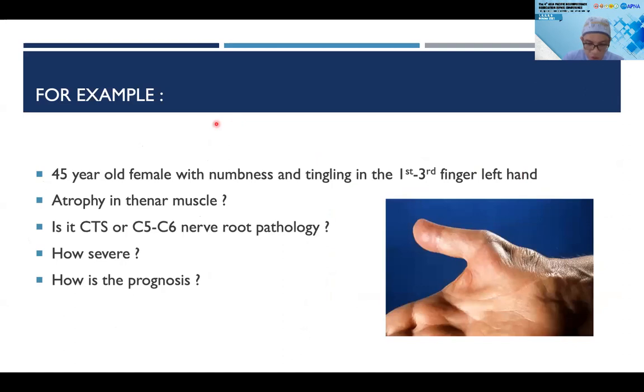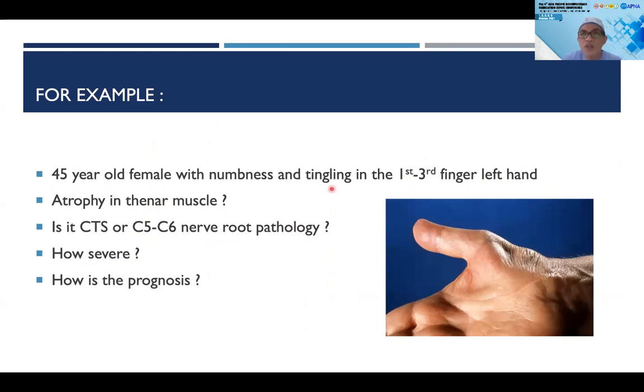This is the importance of the electrodiagnostic study. For example, you have a patient, a 45-year-old female with numbness and tingling in the first and third fingers of the left hand, and atrophy of the thenar muscle. The clinical question: is it carpal tunnel syndrome, or is it pathology of the C5 or C6 nerve root, or could it be something else? How severe is it? How is the prognosis?